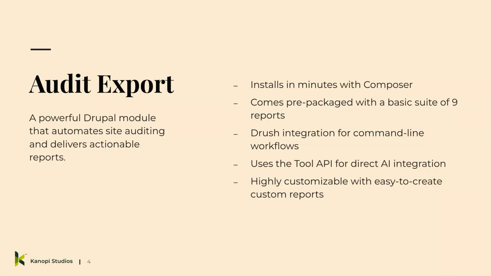It comes pre-packaged with a basic suite of 9 reports. These 9 reports, we'll take a look at them in more detail in a bit, but they're the high-level things that we're constantly looking into. Things like the field types, the content types, user roles, permissions, menus, views, blocks, theme, general information about the site.